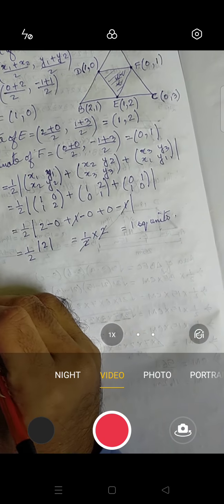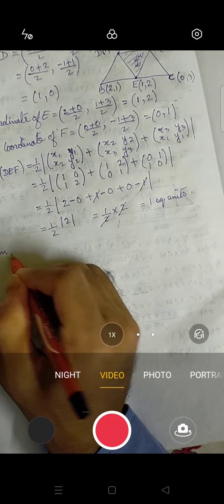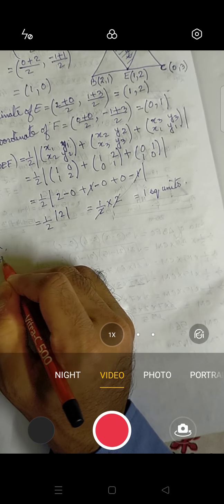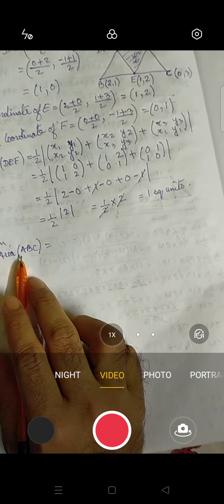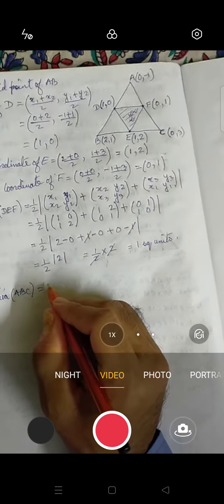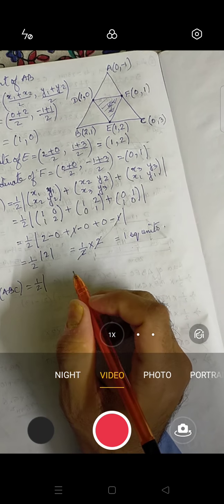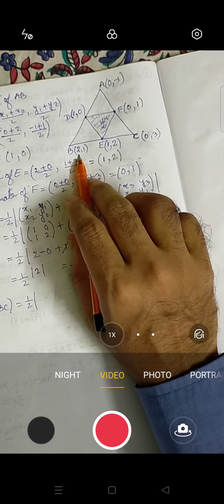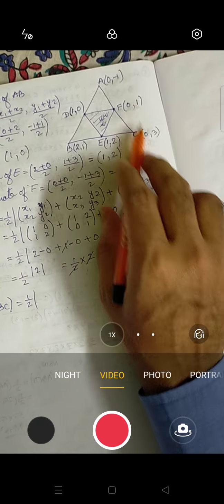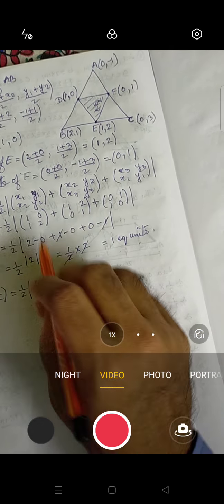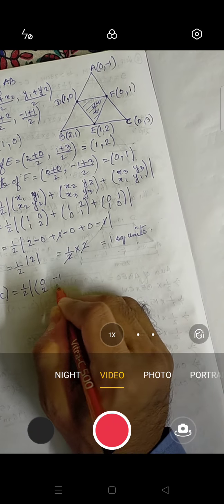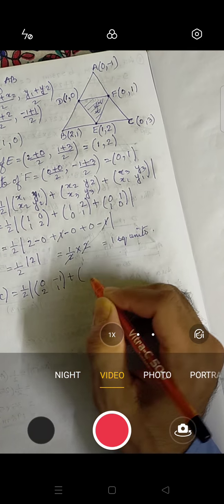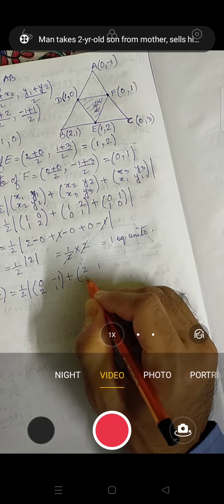So now here you can write again. This time we will be taking area ABC. Now you have to take the coordinates of A, B and C. Is it clear? So I am taking half modulus. I'm taking this one and this one: first, second, second, third, third, first. So I'm writing in bracket. No need to write this formula again. So I'm writing 0 minus 1, 2, 1. Bracket close. Plus here 2, 1, 0, 3.